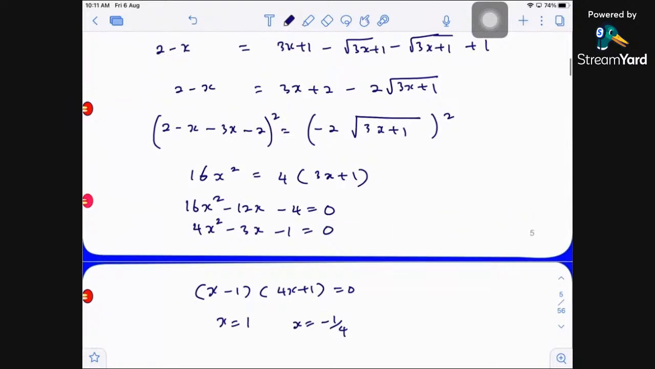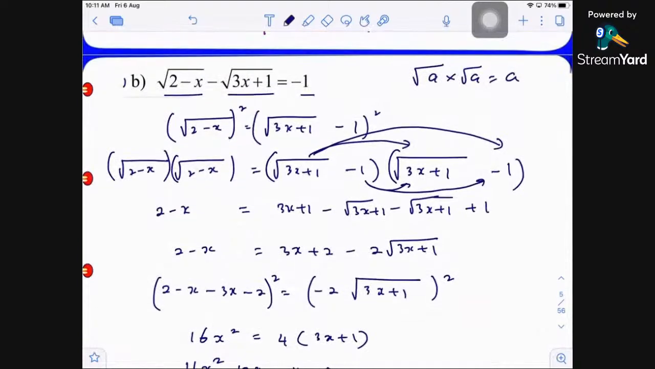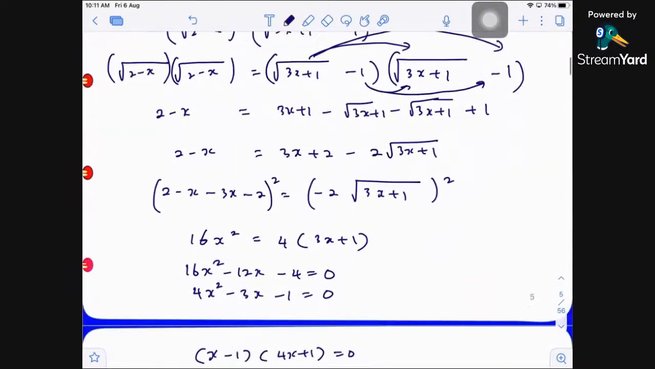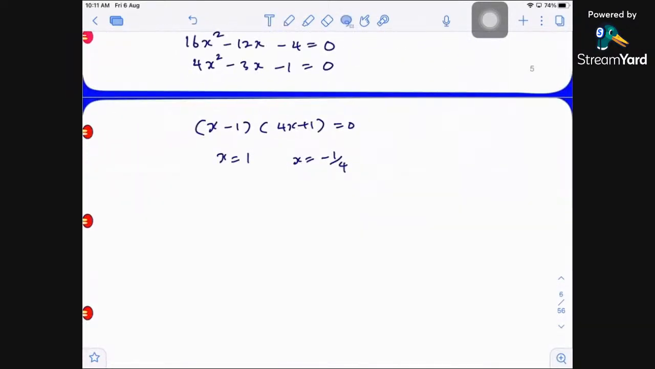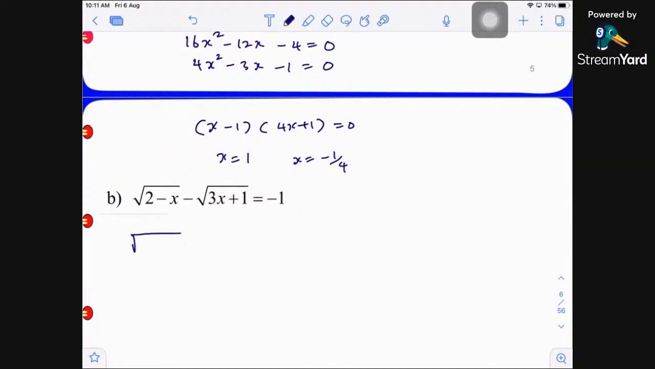Now where I'm going to carry on is this part here. I'm going to recheck again with the original equation. So this was the original equation. Let's put it back inside. You get square root 2 minus 1, minus square root 3 plus 1. Square root 2 minus 1 is 1. Minus square root 4 is going to give you negative 2. So you get negative 1. This is the recheck process.